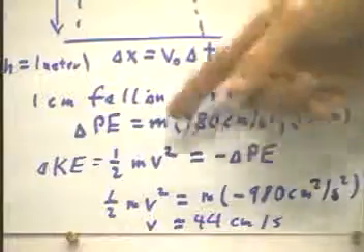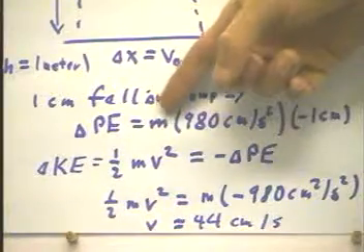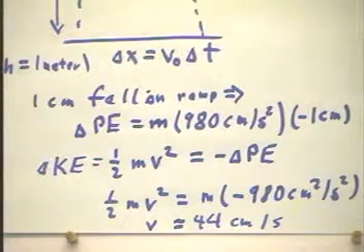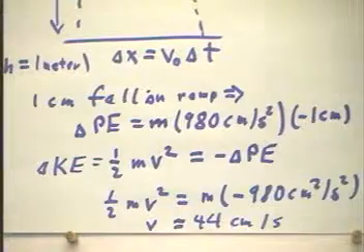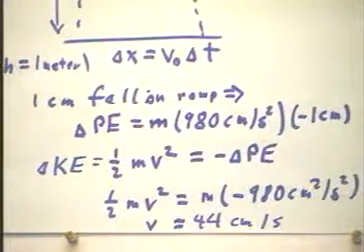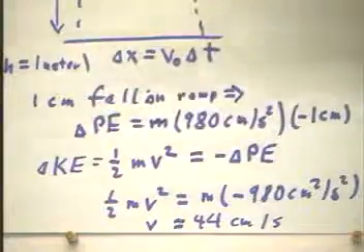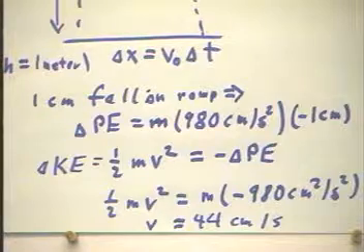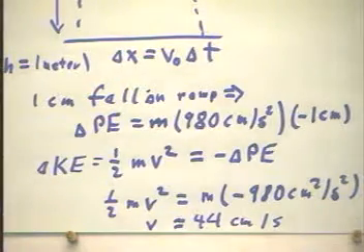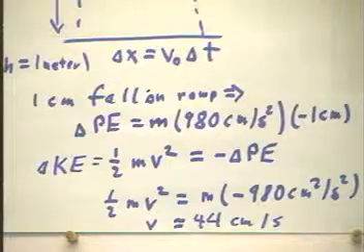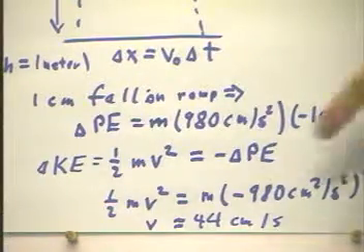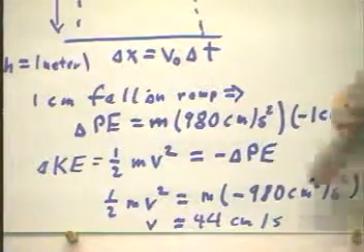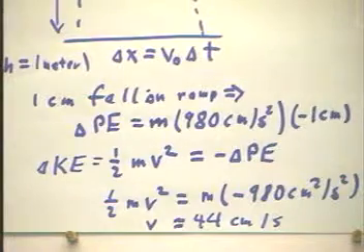So for a 1 centimeter fall, our potential energy change is going to be the mass of the object times 980 centimeters per second squared times negative 1 centimeter. Now, assuming, as instructed on the quiz, that the gain in kinetic energy is equal to the loss of potential energy, or that all the potential energy loss goes into kinetic energy, and also that the object starts from rest, its change in kinetic energy will be 1/2 mv squared, and that's going to be the negative of the change in potential energy.